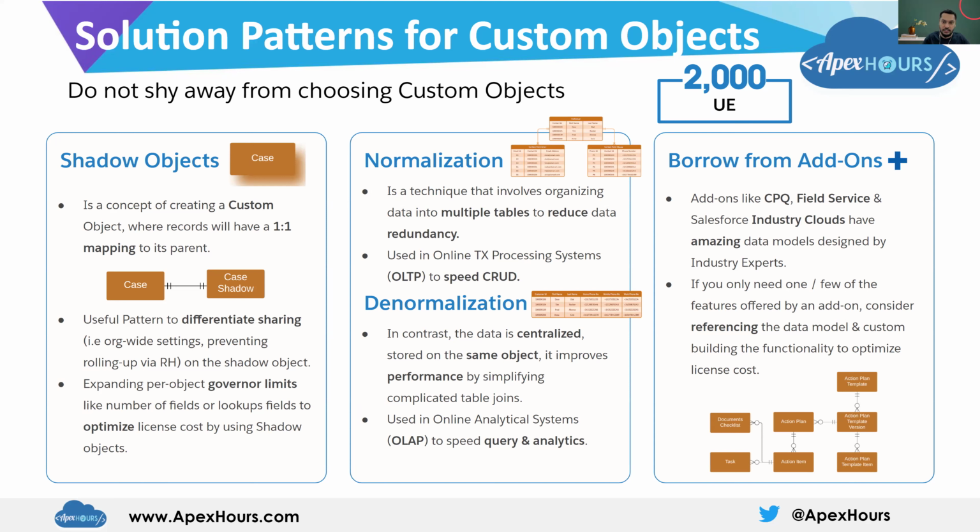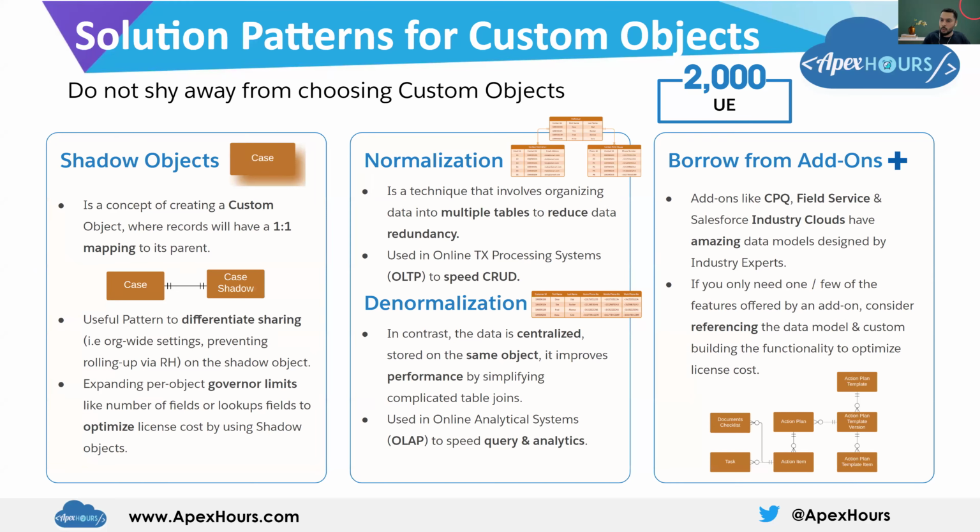Secondly, normalization versus denormalization. By default, the Salesforce canonical data model is normalized. With custom objects, you have the luxury to make it normalized or denormalized. Normalization is a technique that involves organizing data into multiple objects to reduce the data redundancy. It is typically used in online transaction processing systems to speed CRUD operations. But in contrast, in denormalization, the data is centralized, stored on the same object to improve performance by simplifying the complicated table joins. It is usually used in analytical processing systems to speed query and analytics.